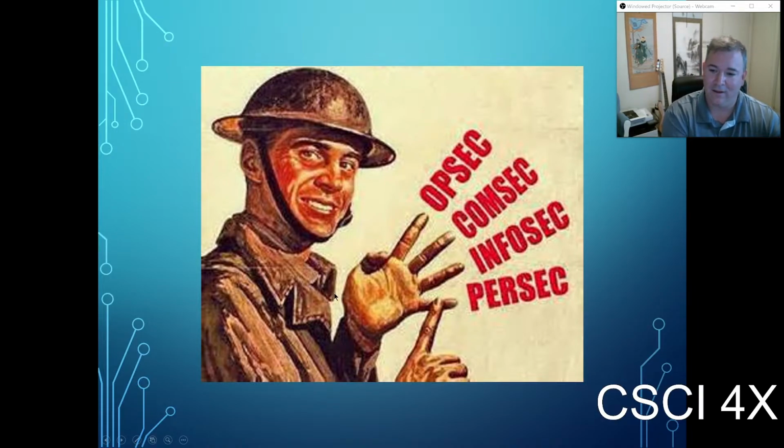So cool. Operational security, communication security, information security, and personnel security. Do background checks on your people. If they have large gambling debts, don't give them top secret access, right? Like, why were homosexuals not allowed top secret access? This is why Turing ended up committing suicide, because they found out that he was homosexual and chemically castrated him.